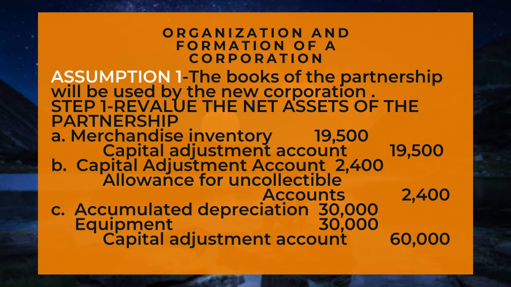Assumption number 1. The books of the partnership will be used by the new corporation. Step number 1. Revalue the net assets of the partnership. A. Debit merchandise inventory for 19,500. Credit capital adjustment for 19,500. Letter B. Debit capital adjustment for 2,400 pesos. Credit allowance for uncollectible accounts for 2,400 pesos. Letter C. Debit accumulated depreciation for 30,000 pesos. Debit equipment for 30,000 pesos. And credit capital adjustment account for 60,000 pesos.